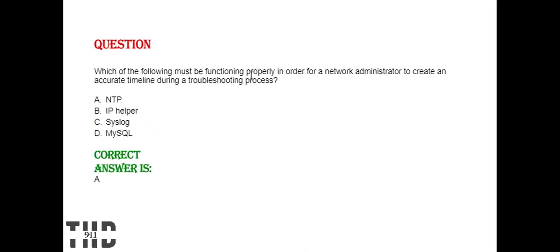Which of the following must be functioning properly in order for the network administrator to create an accurate timeline during the troubleshooting process? Option A, NTP. Option B, IP helper. Option C, syslog. Option D, MySQL. The correct answer is option A.